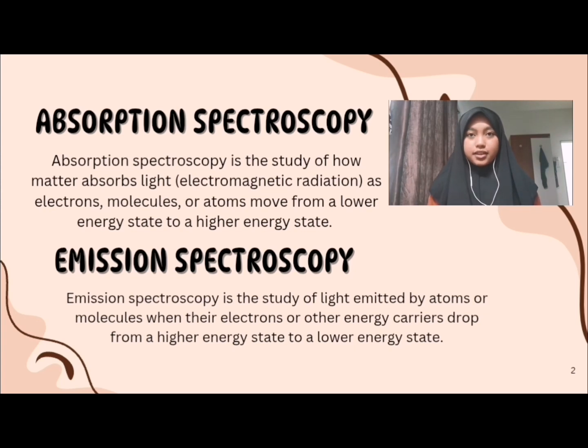The second is emission spectroscopy. So what is emission spectroscopy? It is the study of light emitted by atoms or molecules when their electrons or other energy carriers drop from a higher energy level to a lower energy level, which is basically the opposite of absorption spectroscopy.